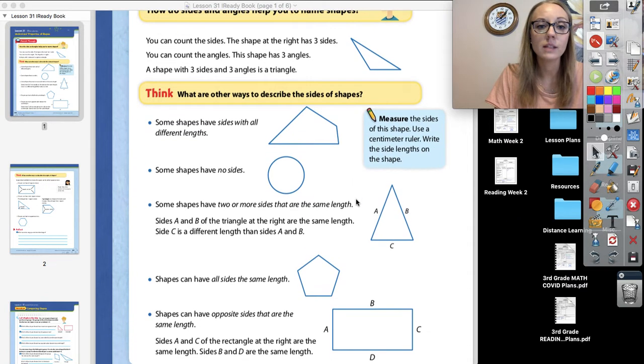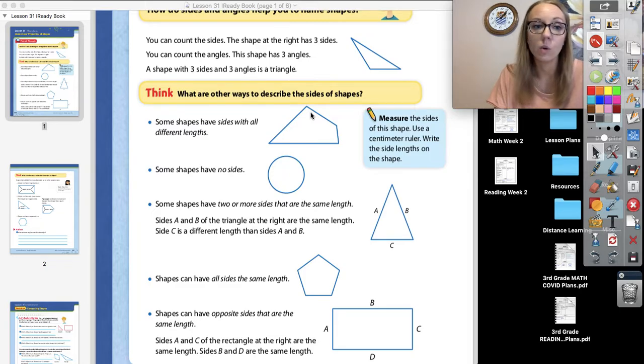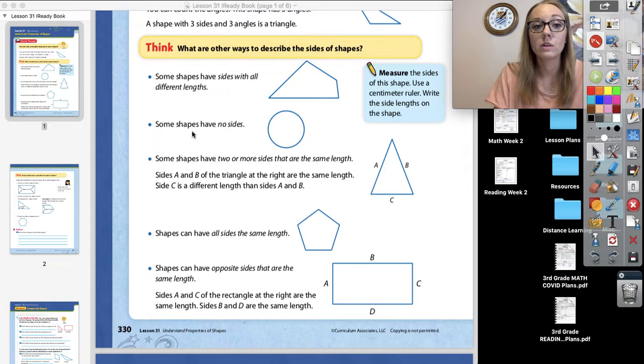So you have some sides will have all different lengths. So in this case, we have 1, 2, 3, 4. Would be a quadrilateral. They're all different lengths. It's just a quadrilateral. Moving on to our circle. Some shapes have no sides. Just like we discussed, a circle is not going to have any defined sides or lines in there.